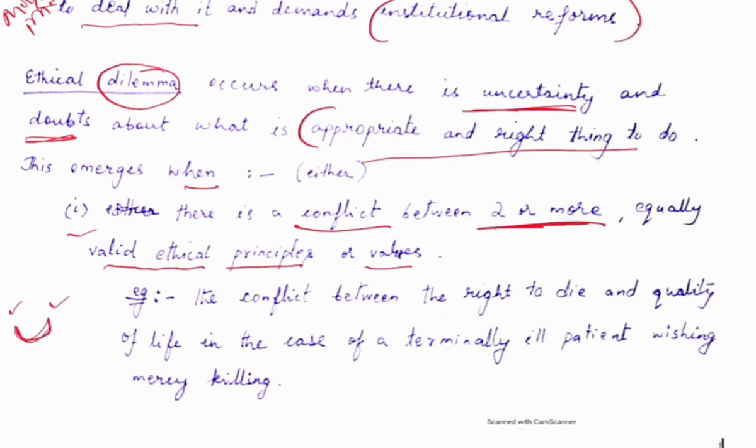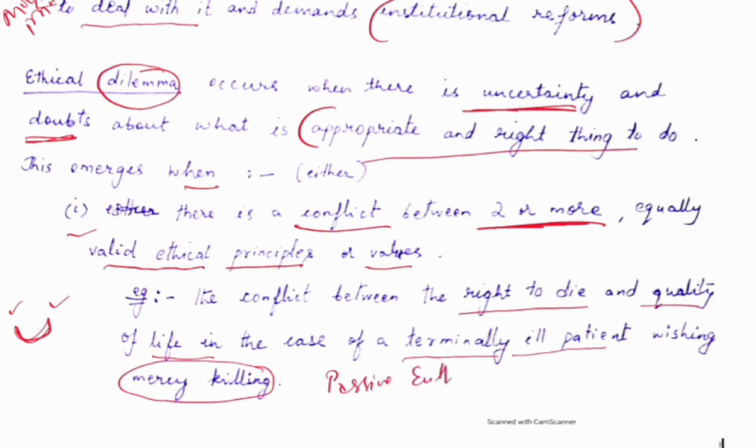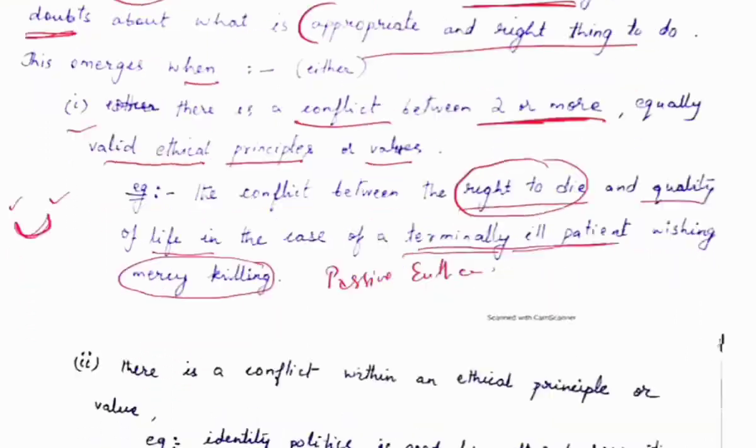For example, the conflict between the right to die and quality of life in the case of a terminally ill patient wishing mercy killing. So you can give the example of mercy killing. That is nothing but passive euthanasia. You can give this example. So here the thing is, there is something called the right to die. Yes, he has a right to die also because he's a terminally ill patient. But the thing is, the life is getting to an end. So there is a conflict.